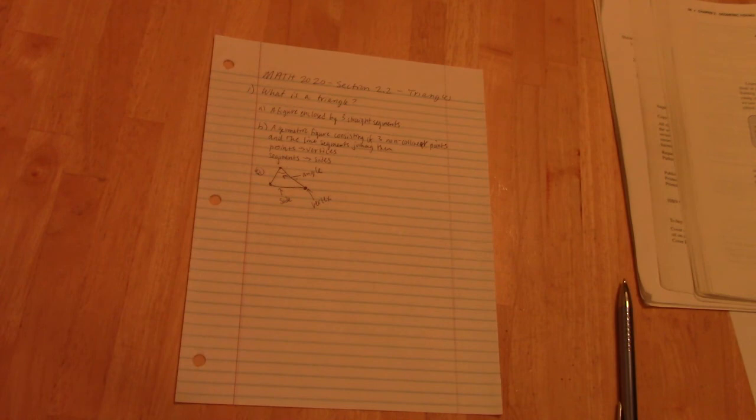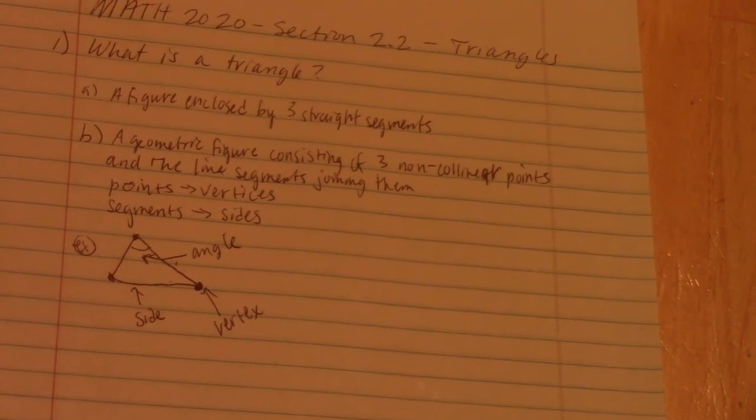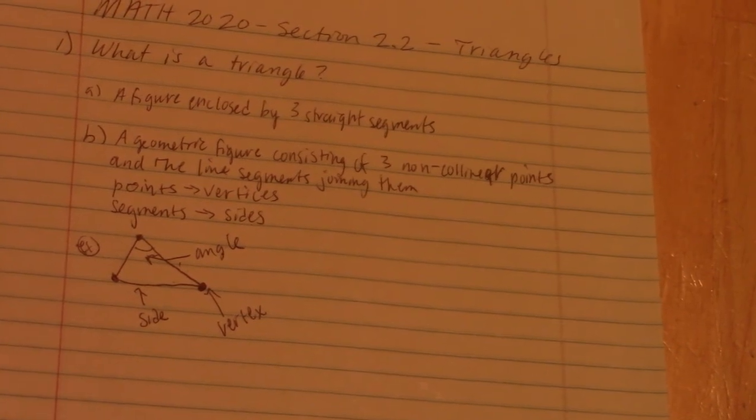So this is when we're going to start doing some investigations for more properties about geometry, and we'll start with triangles. Here I've started filling out a notebook paper with some notes for triangles. And our first question is, what is a triangle?